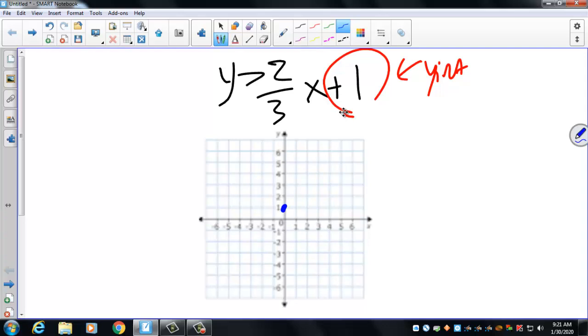From there you're going to want to look at your slope, which is going to be 2 over 3. So our slope is 2 over 3, which is rise over run. So you're going to want to go up 2 points and then over 3. Up 2, so 1, 2, and then over 3: 1, 2, 3. So that takes me to here, yes? Yeah. Now, how do I know whether it's a solid line or a dotted line?